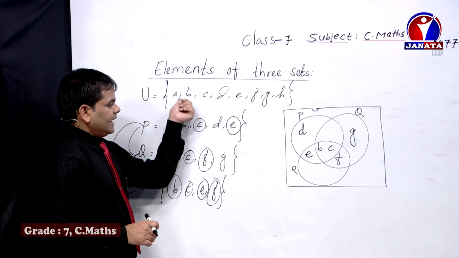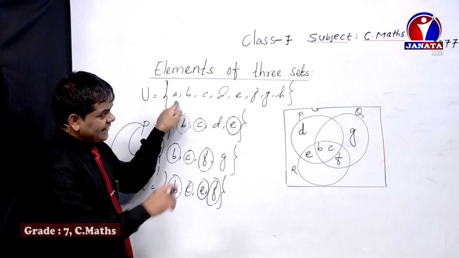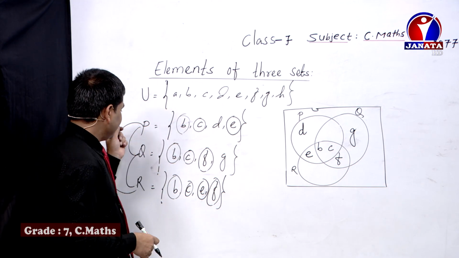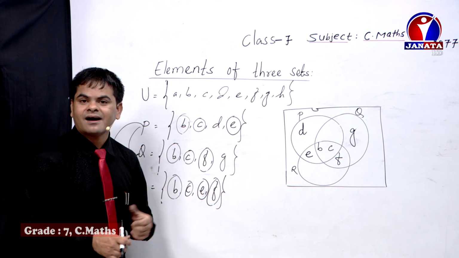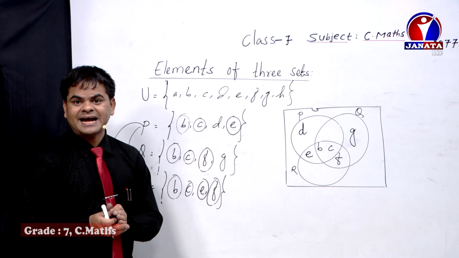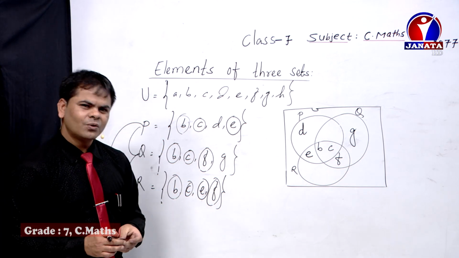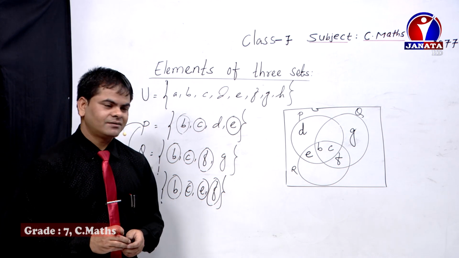So A, is there A? If you see inside the circle, is there A? No. That means the A element does not belong to P as well as Q as well as R. So this element belongs to the complement part. That means this element should be kept outside of the whole three circles, but inside of the rectangle.